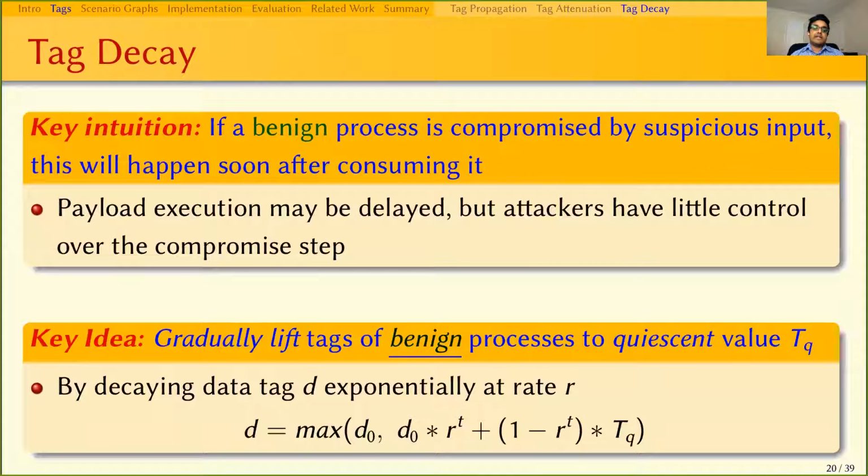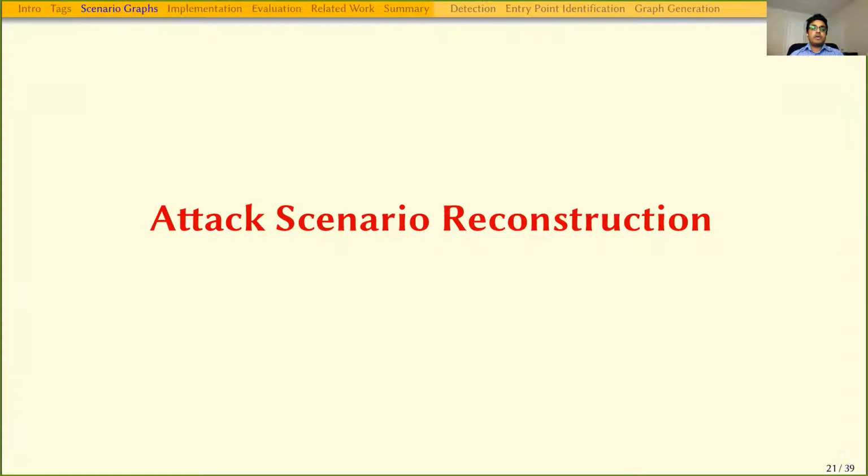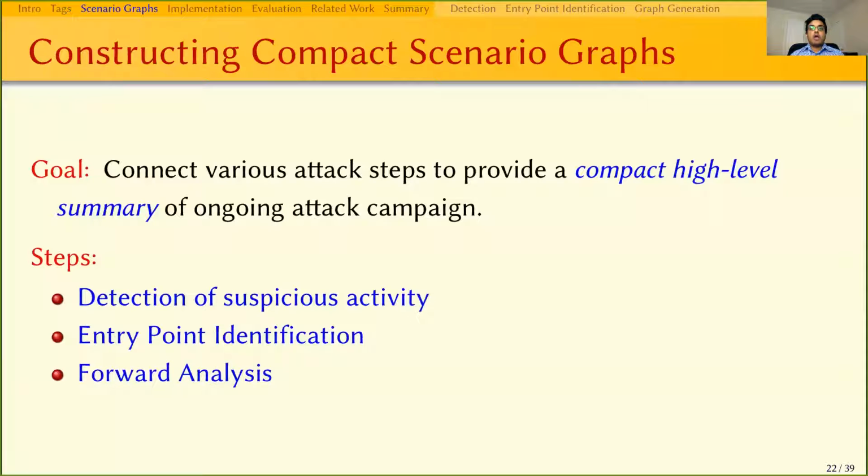Also, tag decay is not applied to a compromised subject. Now let's move on to how we reconstruct the attack scenario graphs. Our goal here is to connect the low-level events and provide a compact high-level summary of an attack campaign. We discuss the steps in the following slides.